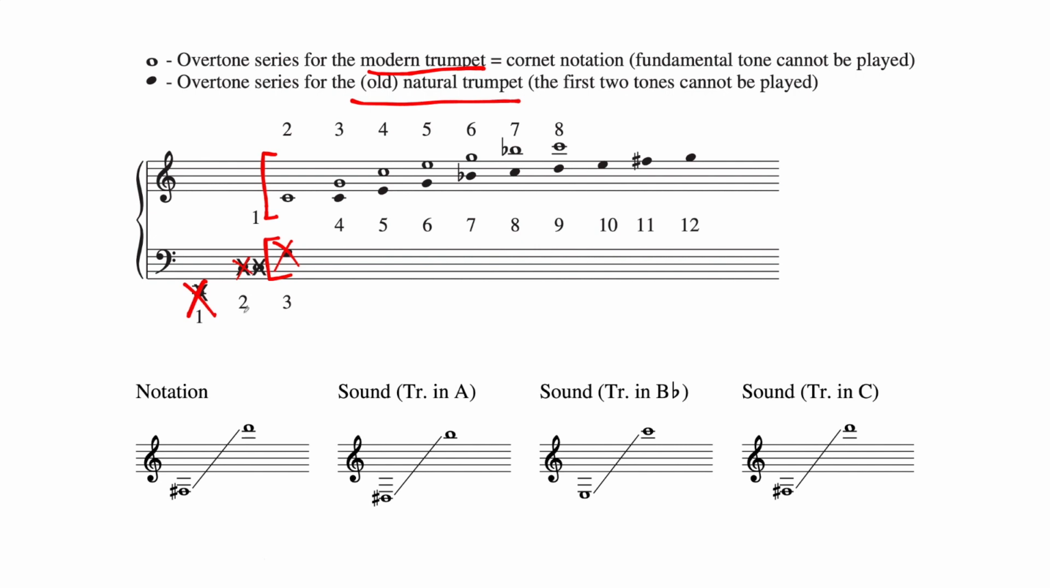If you apply our valve mechanism on the trumpet, that means we can lower this pitch a tritone. Remember how they work. The second valve, the first valve, the third valve, and with their combinations we can get this note a tritone lower, F sharp.